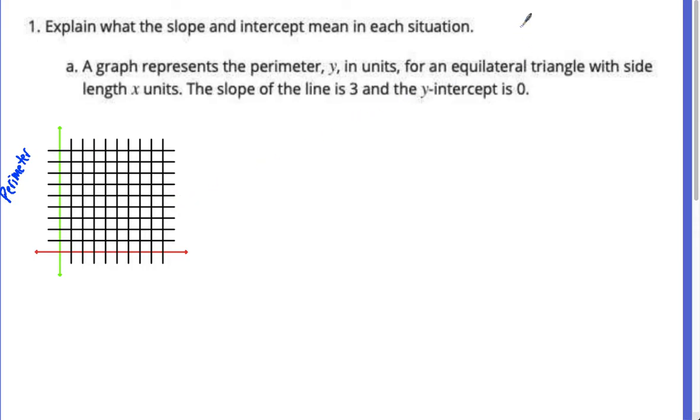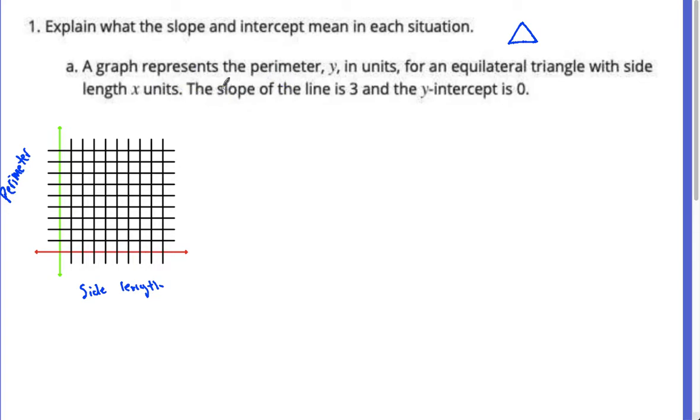And you guys know what an equilateral triangle is. It's a triangle, I'm not going to draw it perfectly, but it's a triangle that has all three sides equal. And it says the side lengths are x units. So this would be the side lengths of the triangle. Okay, so part of being able to do these is being able to visualize what they're talking about. And if you're having trouble visualizing it in your mind, then go ahead and draw a picture. And the picture will help you understand what's going on with the graph.